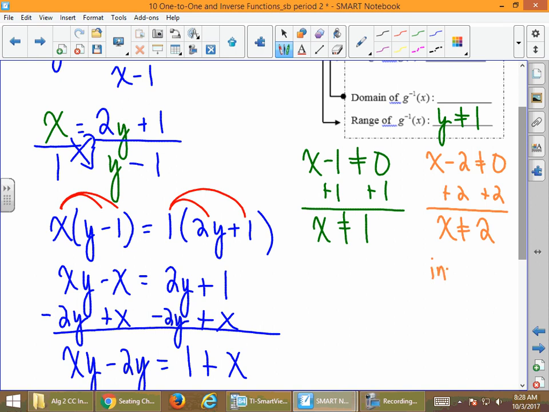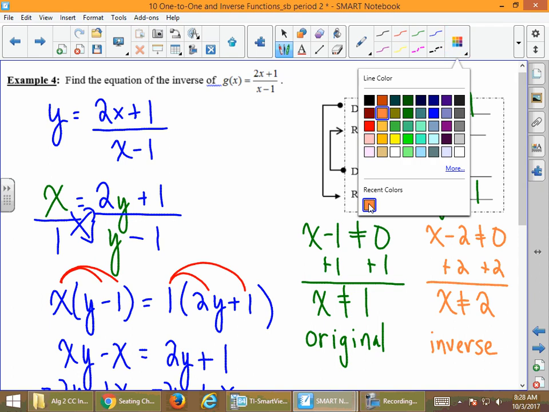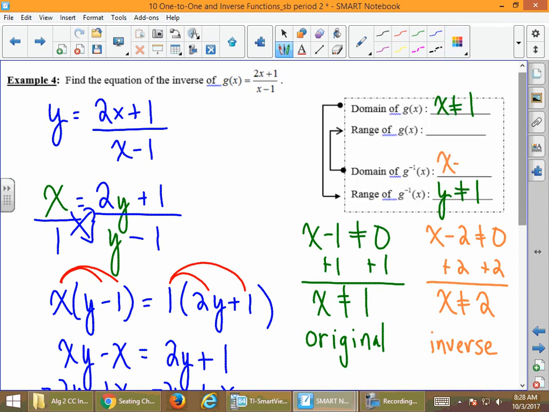This is the inverse. Let me label. This was the original. Once we find the domain of the inverse, we get x doesn't equal 2 here. But when we're taking the inverse, we switch the x's and the y's, so we also switch the domain and the range. The domain of the inverse corresponds to the range. Just remember to write y doesn't equal 2.